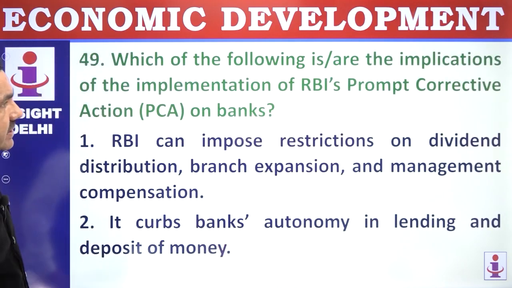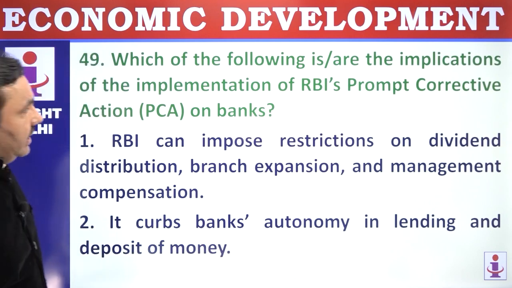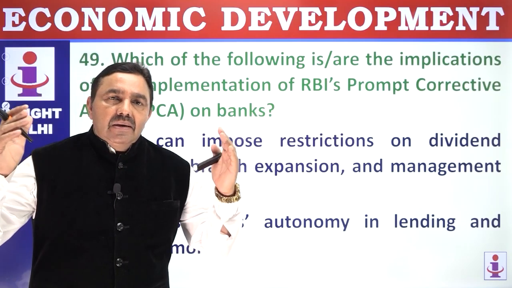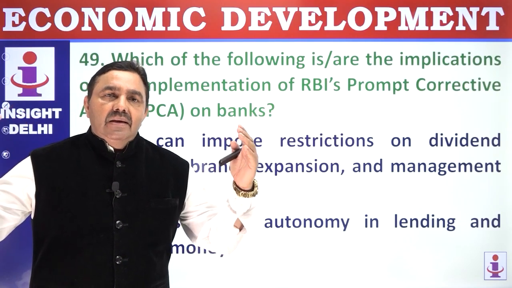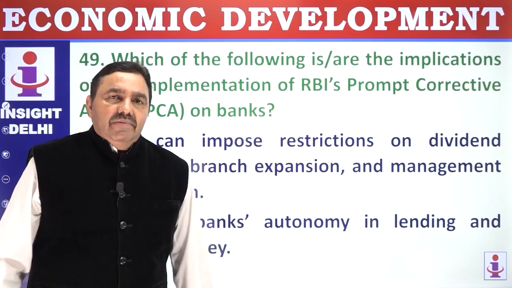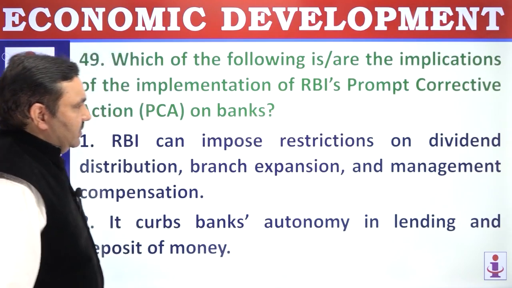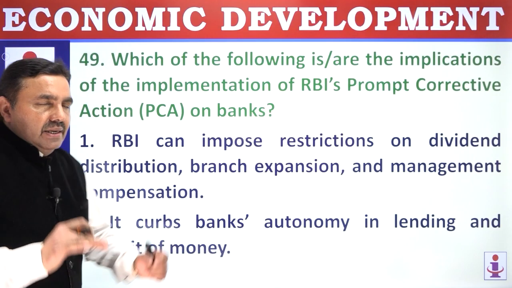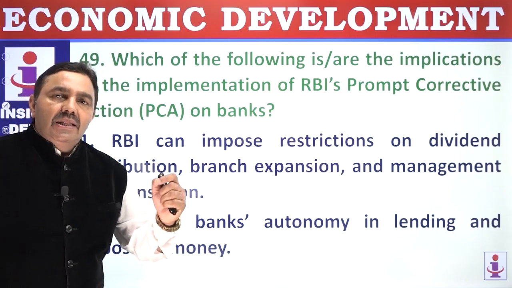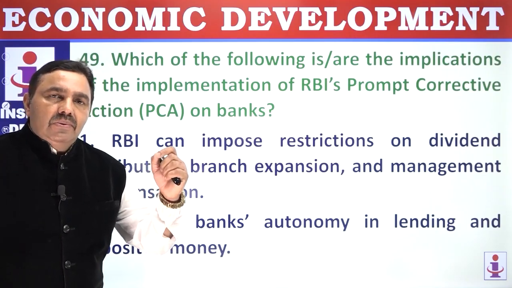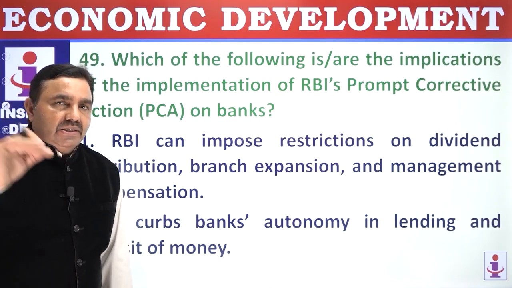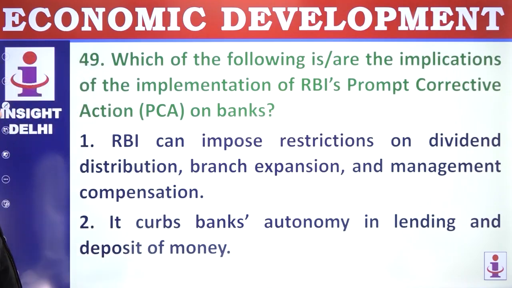49. Which of the following is an implication of implementation of RBI Prompt Corrective Action? It means RBI imposing restrictions on the functioning of a bank. You cannot raise loans, you cannot give money back to the investors, or you cannot open new branches. Those kinds of restrictions are imposed by RBI whenever a particular commercial bank does not look to be good in health. So improvement in health is necessary for its survival. Then RBI imposes restrictions through PCA.